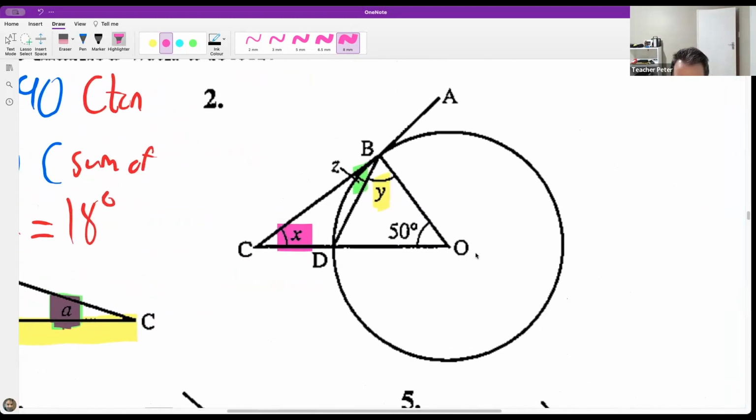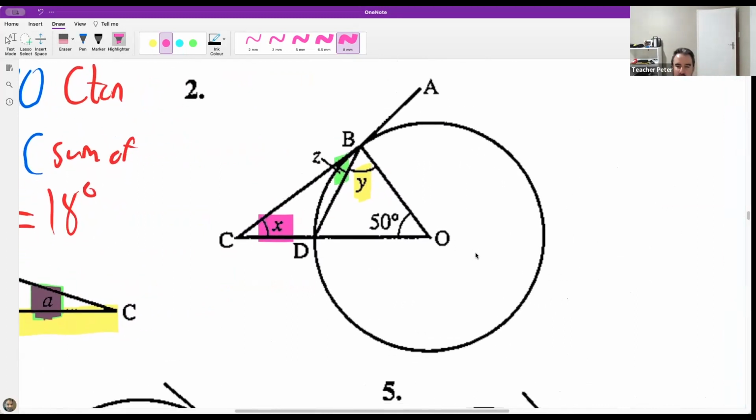What would I go after first? Would I go after the X, the Y, or the Z? The Z. Sange, what fact or theorem would you use to help you get the Z?